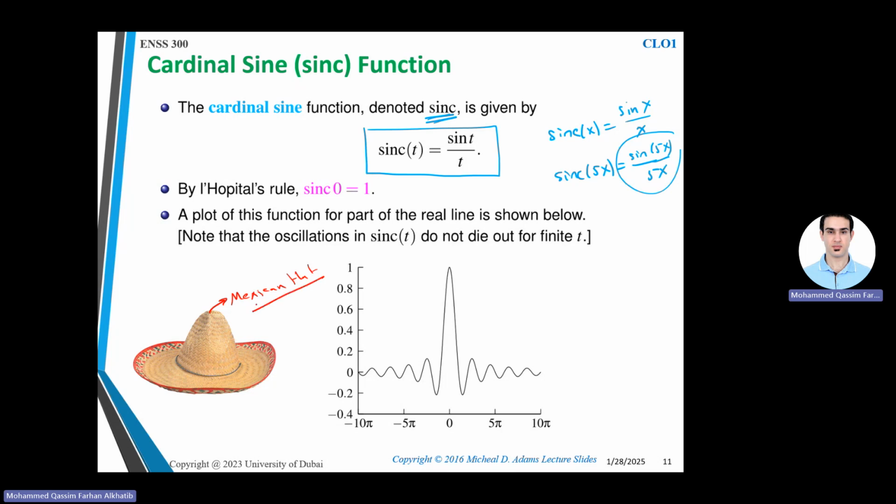Mexican hat, the sombrero. All right, so that's the sinc function or the cardinal sine, expressed as sinc of t equals sine of t over t. So sinc of 5x is sine 5x over 5x. Now, where this one is widely used: we'll see later that the Fourier transform of the rect will be sinc. And from duality, if you remember, the Fourier transform of sinc will be rect. Let's not worry about values, but at least know that rect and sinc, when it comes to Fourier, are kind of a pair.